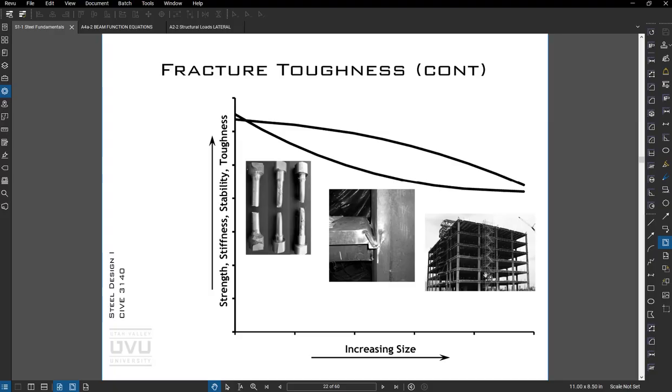Okay, in general, there's a decrease as you go from a small scale specimen to a mid scale specimen to the full size structure. There is an inherent decrease in strength, stiffness, stability, and toughness. So it's important to understand that if I do a test on a piece of steel in a lab, it may not necessarily correlate to life in the field. However, following the code helps us make some connections between these basic lab tests and what happens in reality.